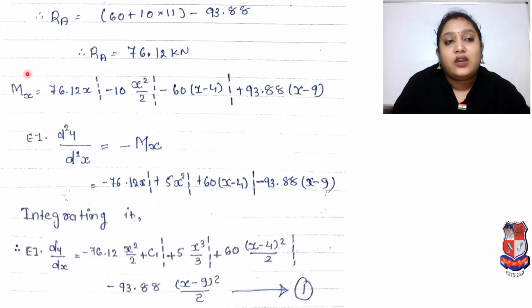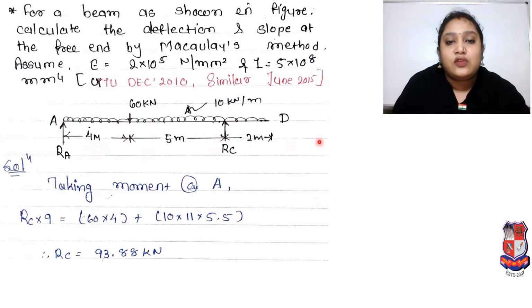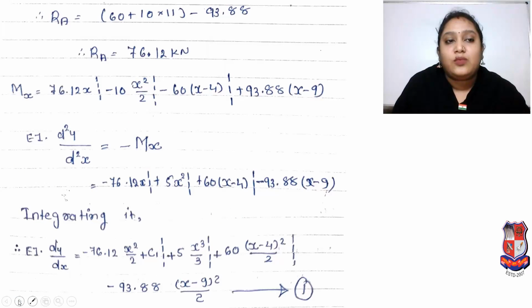Now we are interested in MX. Before this calculation, we consider the whole span as X for convenience, to calculate the problem easily and to understand it well. So MX will be your RA into X, so it is 76.12x, then for the second portion minus 10 x square by 2, minus 60 in bracket x minus 4, plus 93.88 in bracket x minus 9.